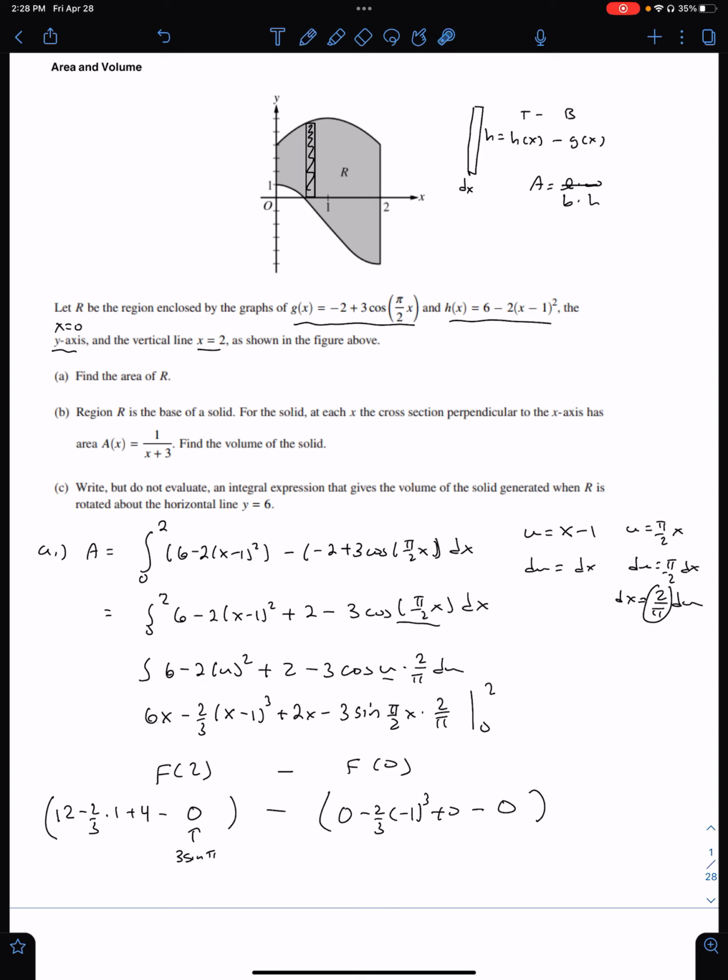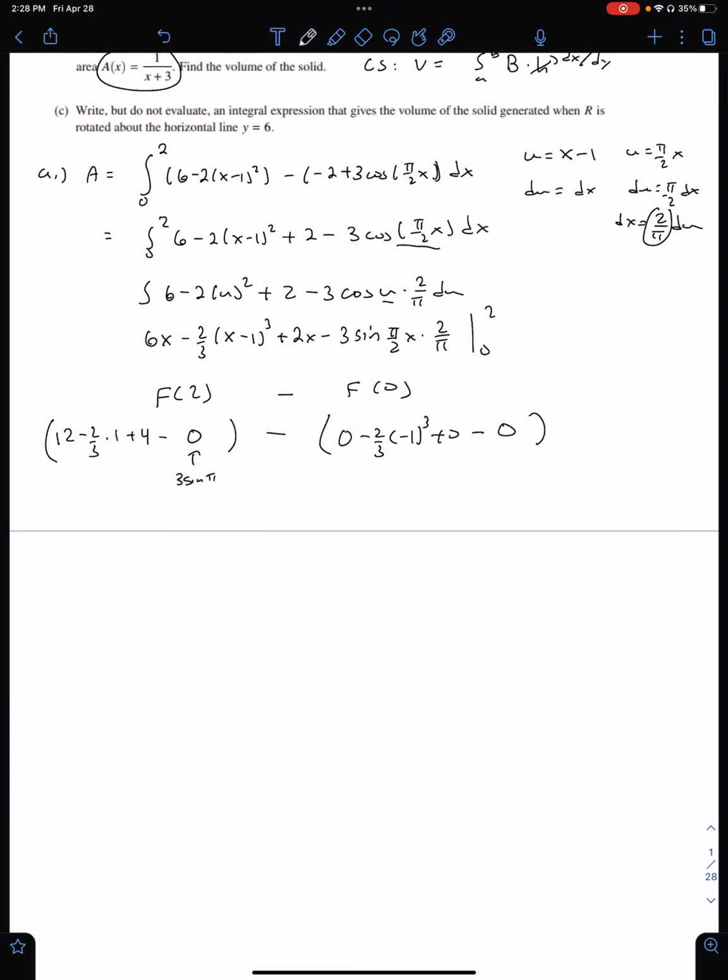Now, part B says region R is the base of a solid. For each solid, the cross sections perpendicular to the x-axis has the following area. So for cross sections, remember to get the volume, it's just the integral from a to b of the area of the base times the height, which for us is either dx or dy, depending on what we're doing. Now, luckily, they already gave us the area of the base here, so that's nice.